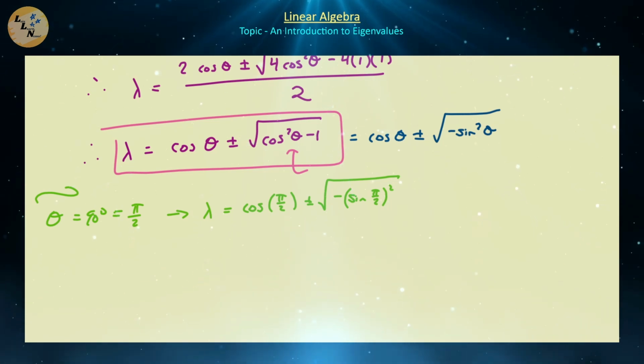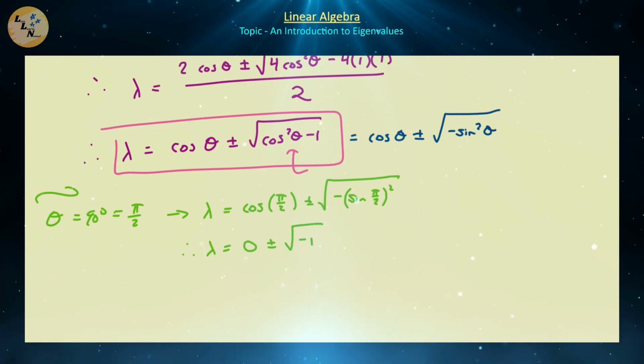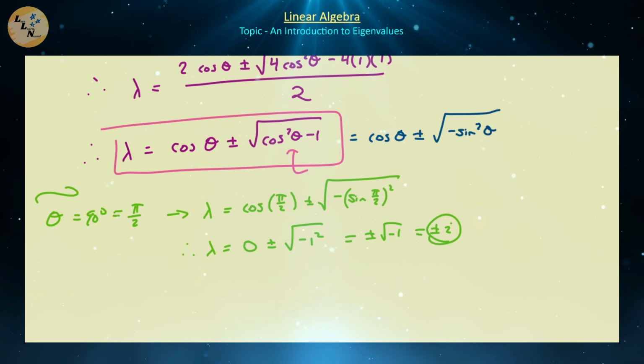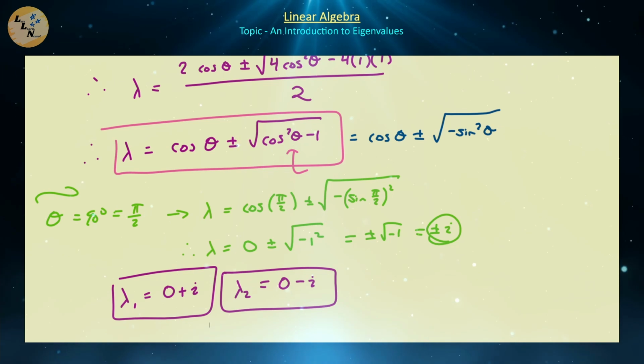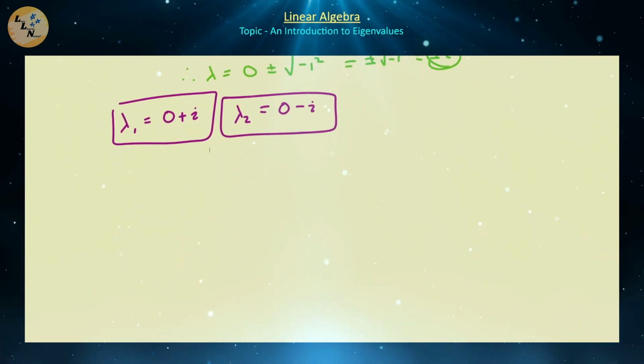So we know that the sine of 90 degrees is going to be equal to 1. So we're going to have that lambda is going to be equal to cosine pi over 2. That's going to be equal to 0, plus or minus the square root of minus 1 squared. So that's going to be equal to plus or minus the square root of minus 1, which is going to be equal to plus or minus the imaginary unit i. Right? So notice that we have a real valued 2 by 2 matrix, but both of the eigenvalues are complex numbers, and in particular they are conjugates of each other, right? Because lambda 1 is equal to 0 plus i, and lambda 2 is equal to 0 minus i. All right, so those are our two eigenvalues for this particular rotation matrix.